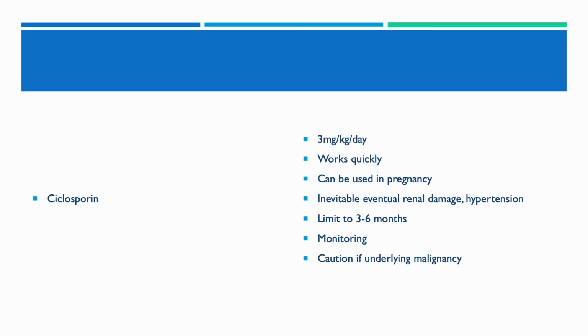So, for example, if someone's coming up to an important event like exams or a wedding and they want rapid control of the psoriasis, we may use cyclosporin, but generally not for more than 6 months. It needs close monitoring of blood pressure and renal function, and again, we would use considerable caution if there's any underlying malignancy. One of its advantages is that it's not teratogenic and it's one of the few agents we can use in pregnancy if we need to.